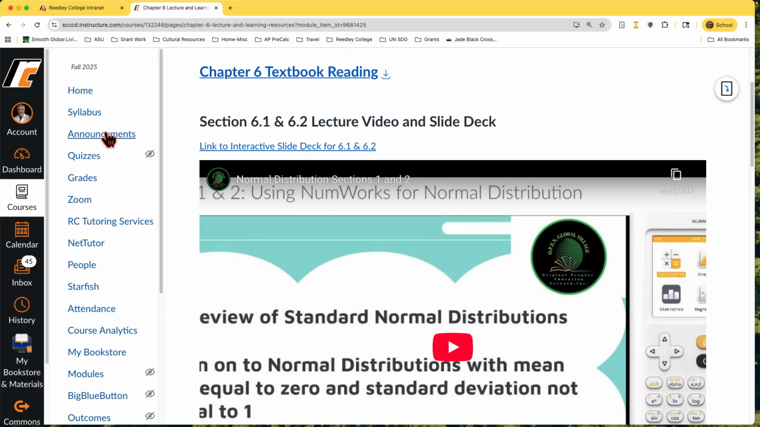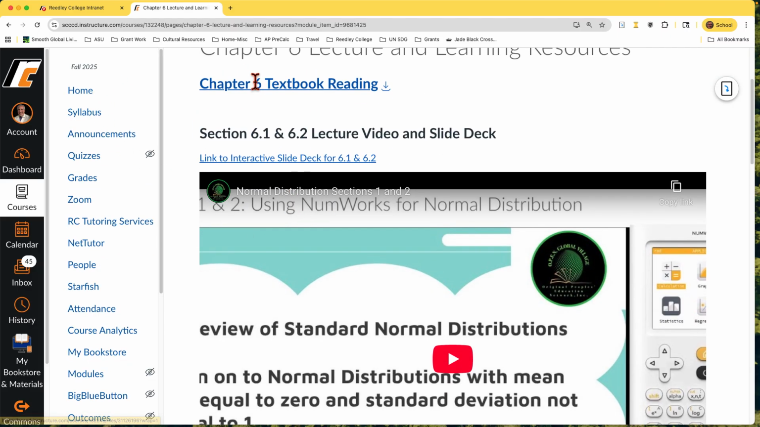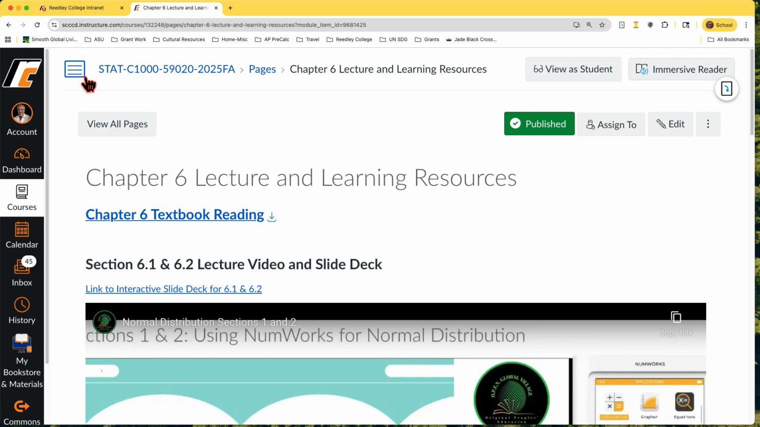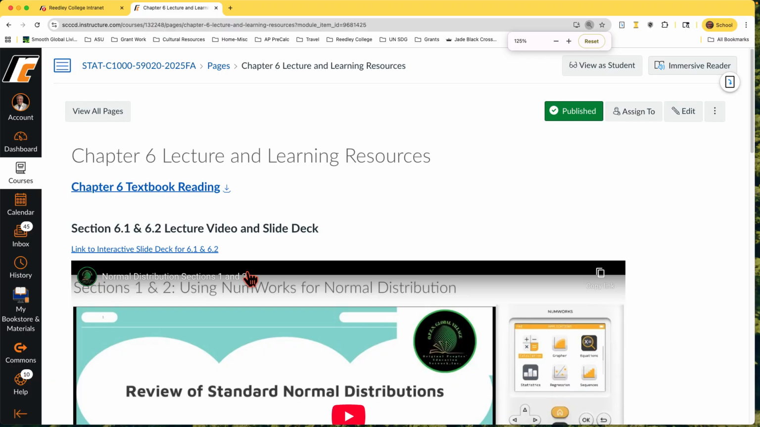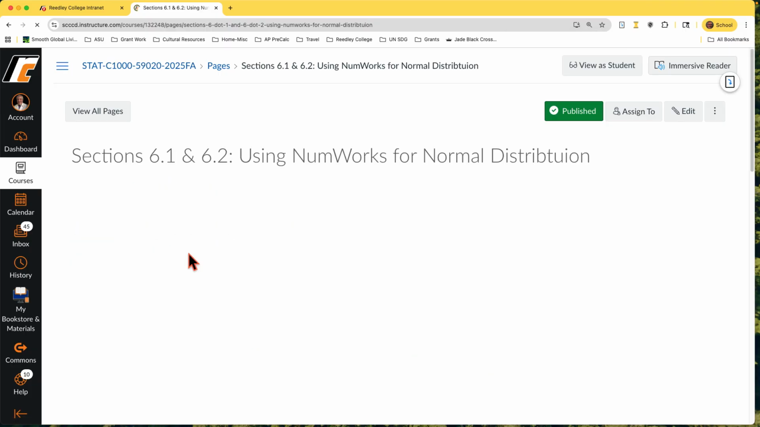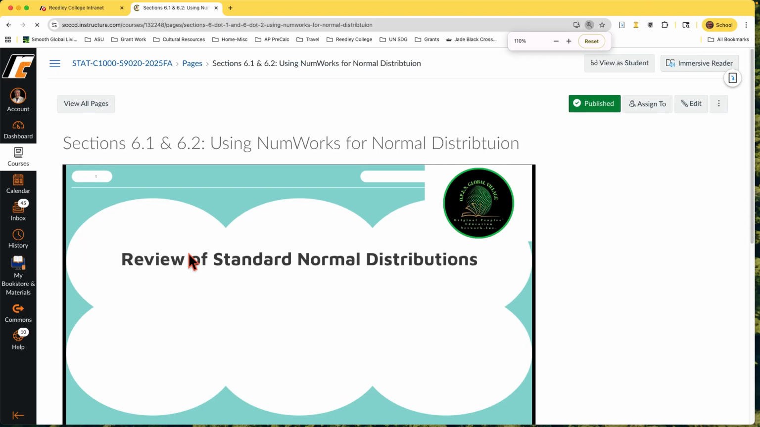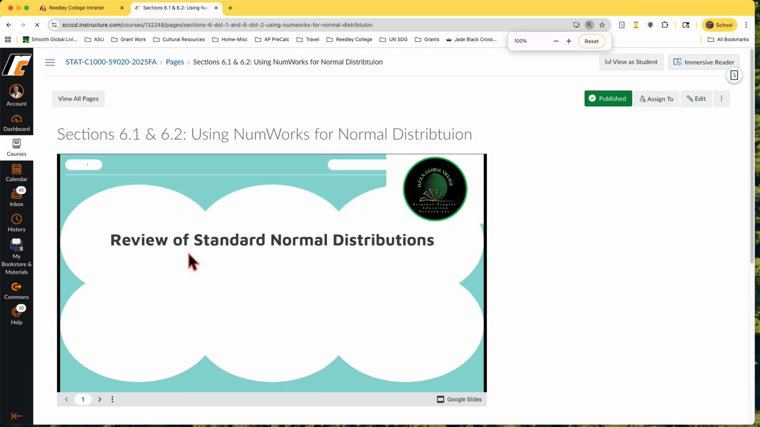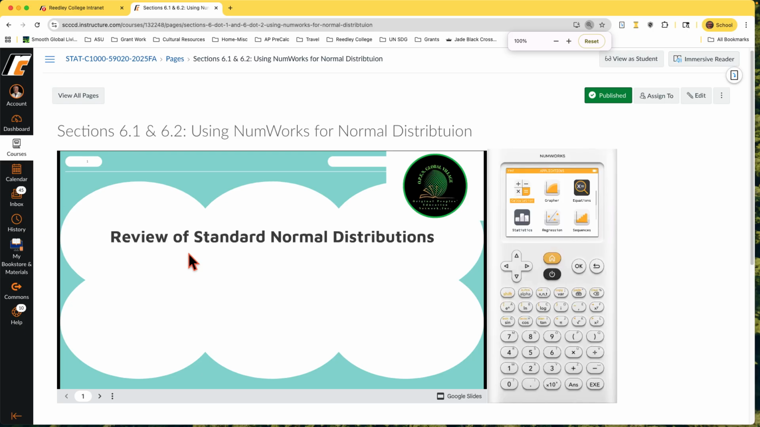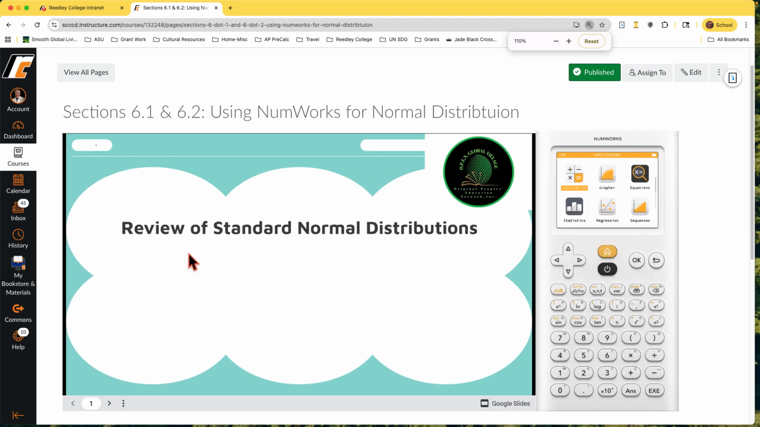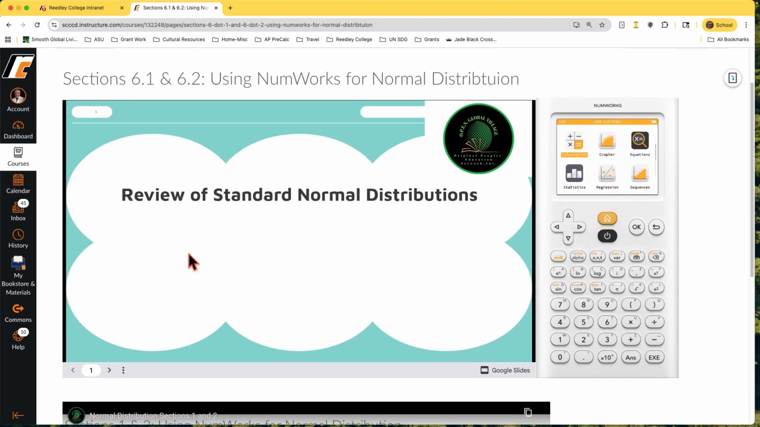Notice it is already pre-recorded from spring. I'm going to click on this, which gets rid of the menu so that it can be larger sized. And actually, I'm going to reduce it a bit. This is an interactive slideshow, so when you click on this, the presentation is right next to a working NumWorks calculator.